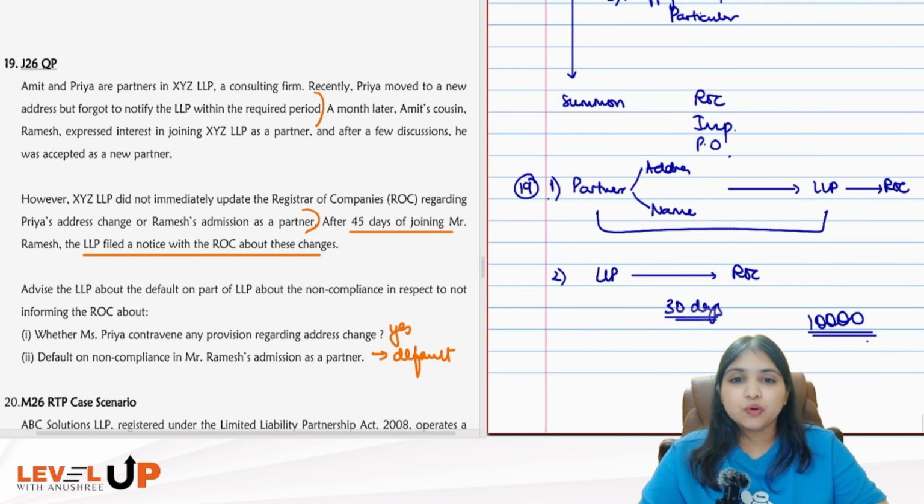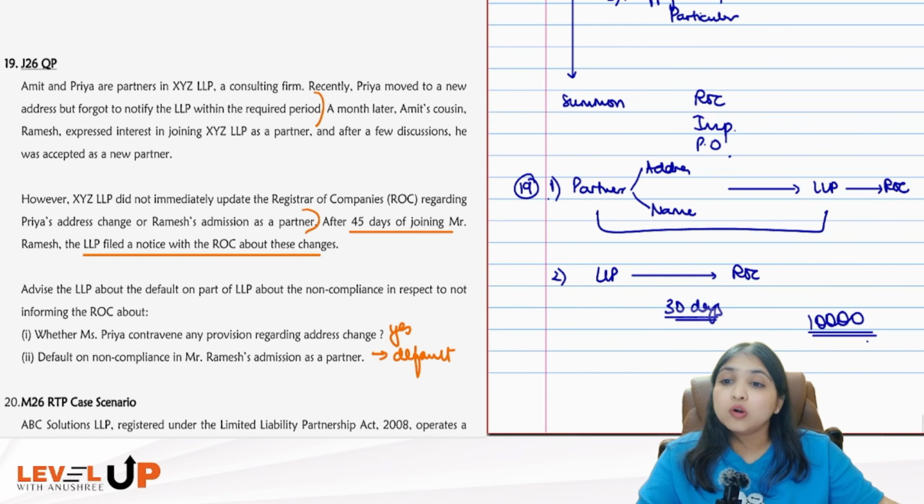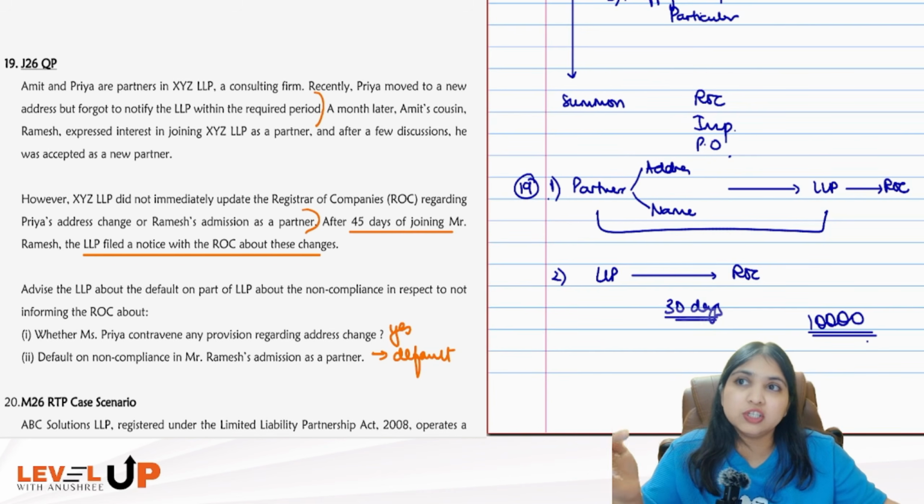Okay, so this was our entire discussion about giving a notice to the ROC. We have to give a notice to ROC whenever a new partner is admitted. We have to inform the ROC within 30 days. Also, when there's a change in the partner's name or address, the partner has to inform the LLP about it within 15 days of the change, and LLP has to inform ROC within 30 days of the change.